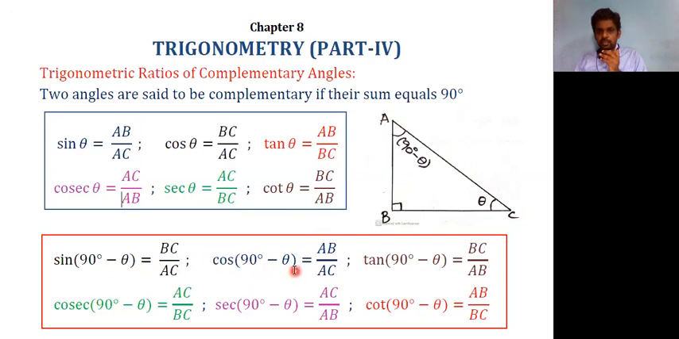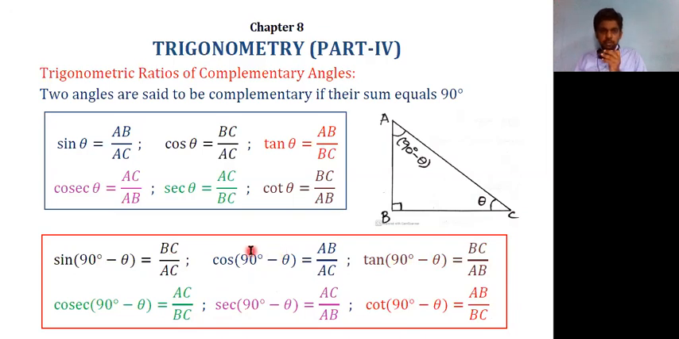So what is cos 90 minus theta? AB divided by AC, because this is adjacent and this is hypotenuse. So tan 90 minus theta, again opposite divided by adjacent. Opposite is BC, adjacent is AB. So cosecant 90 minus theta is the reciprocal of sine 90 minus theta. So if this is BC by AC, this will be AC by BC. Secant 90 minus theta, reciprocal of cos 90 minus theta. AB by AC here, here AC by AB. Cot 90 minus theta, reciprocal of tan 90 minus theta. Here it is BC by AB, here it is AB by BC. So we have formed another set of six trigonometric ratios.